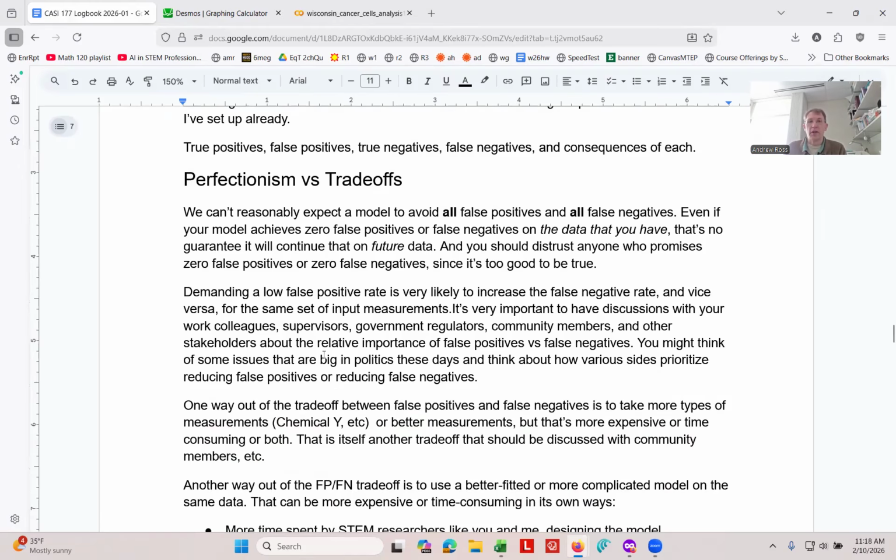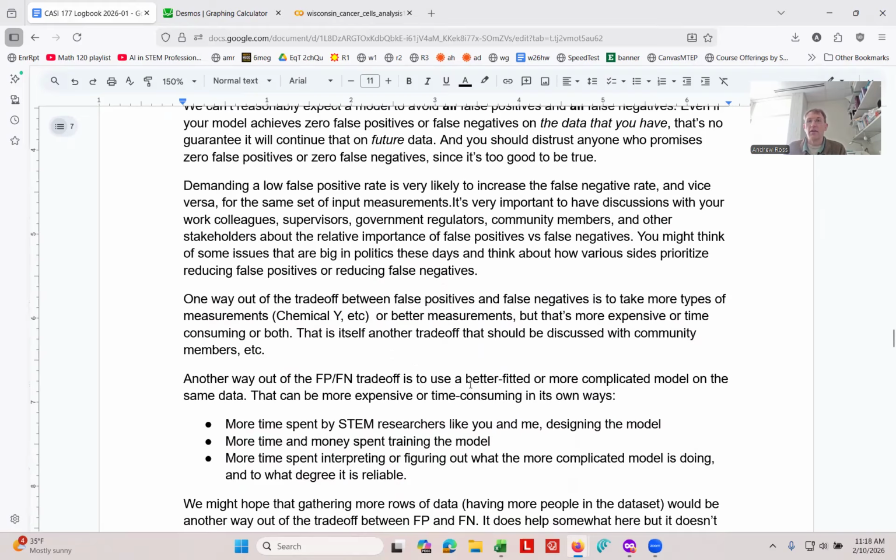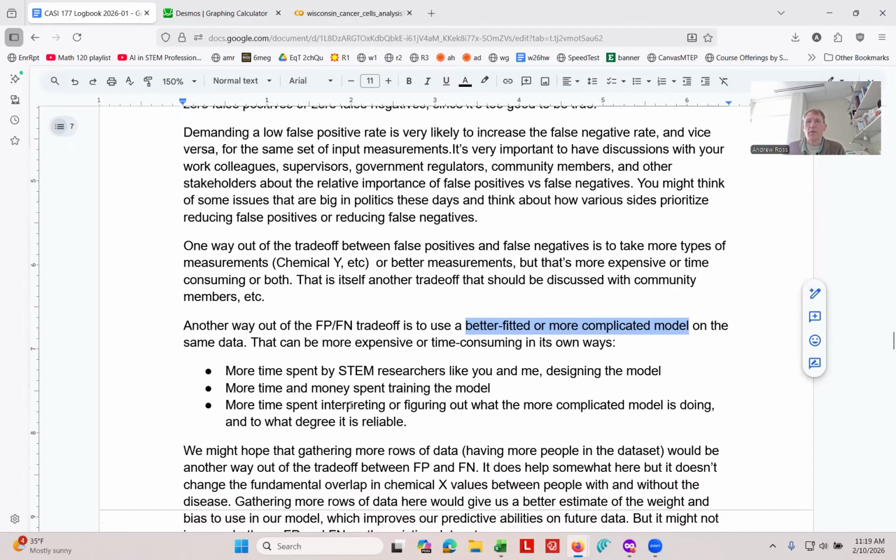Another way out of the false positive, false negative trade-off is to use a better fitted or more complicated model on the same data that we have. That can be more expensive or time consuming in its own ways. It's more time spent by STEM researchers like you and me designing the model. It's more time and money spent training the model if it has more weights and biases to adjust, since computers take longer on it. And there's more time spent interpreting or figuring out what the more complicated model is doing and to what degree it's reliable.